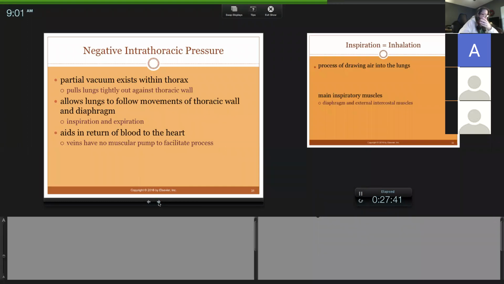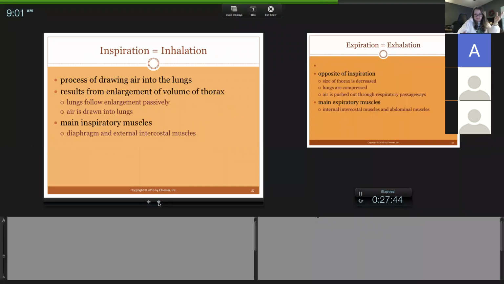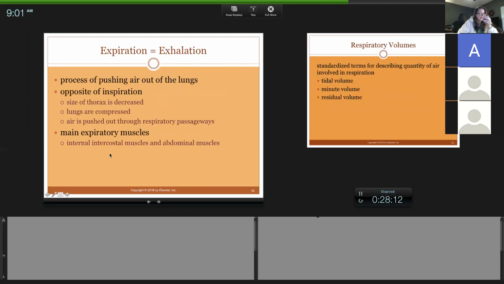So the lungs inflate. I just explained how they inflate, and I want you to be able to explain that process to me: how negative thoracic pressure allows the lungs to passively inflate. Lungs follow enlargement passively. They do not move themselves. They are not muscular. Okay. And then I told you the inspiratory muscles, and these are the expiratory muscles. When the thorax gets smaller, the lungs get pushed, and the animal exhales.